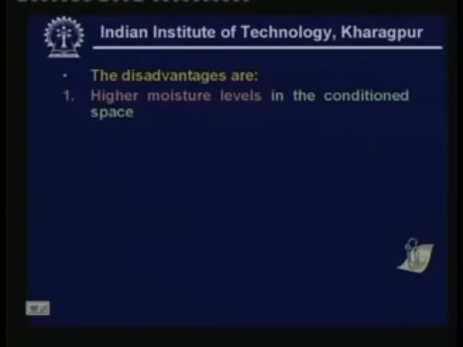However, these systems obviously have some disadvantages. What are the disadvantages of these systems? First disadvantage is higher moisture levels in the conditioned space, because the air that you supply to the room is at a much higher humidity ratio. So the moisture levels in the conditioned space will be higher.